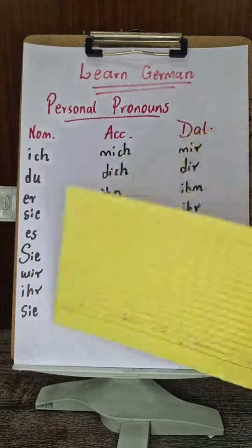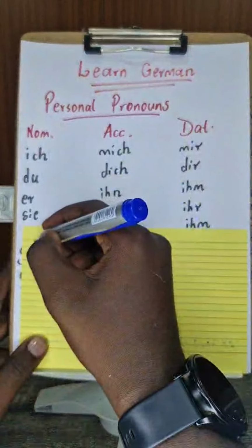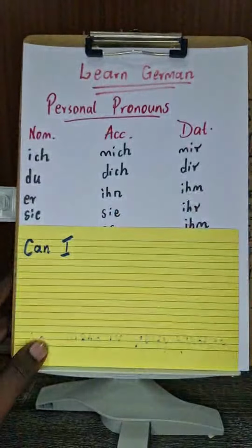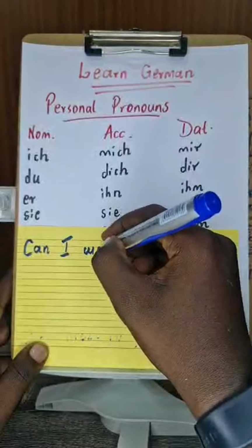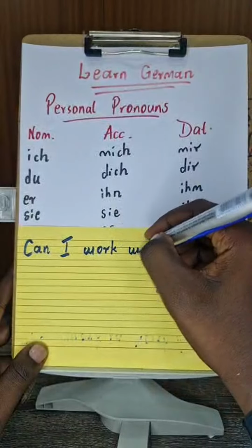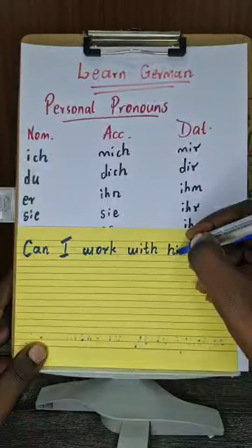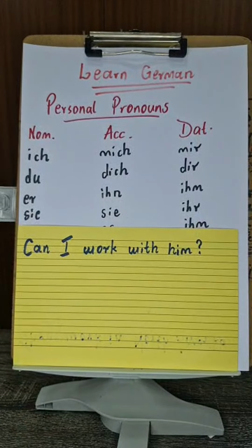Now, how will you translate this? It's now a question. Can I work with him? Now here I have used a modal verb. Can I work with him? This is a very nice one. Now they're testing to see the position. They're testing to see how you're able to arrange a sentence when you've used a modal verb. How would you say that? Can I work with him?